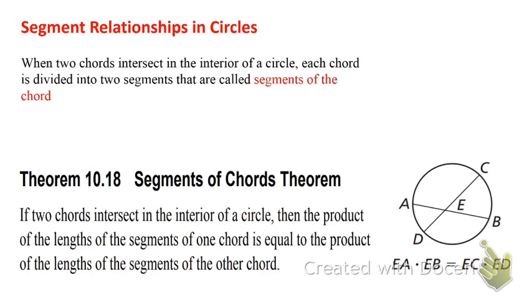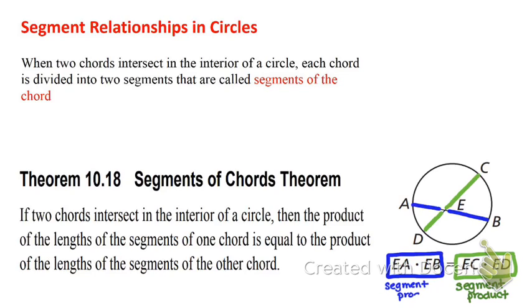The theorem about the segments of chords says that if they intersect in the interior of a circle, anywhere inside, then the product of the lengths of the segments of one chord is equal to the product of the lengths of the segments of the other chord. In other words, if you take the two pieces into which DC is divided, which are EC and ED, and you multiply those together, and you take the two segments into which AB is divided, AE and EB, and multiply those, they are going to end up being equal to each other. And so we can practice with a few problems on the next page.